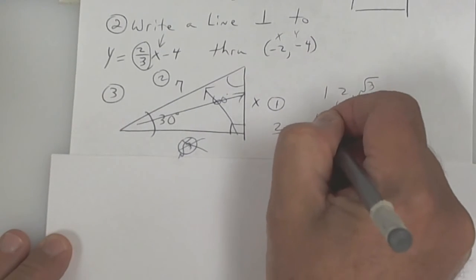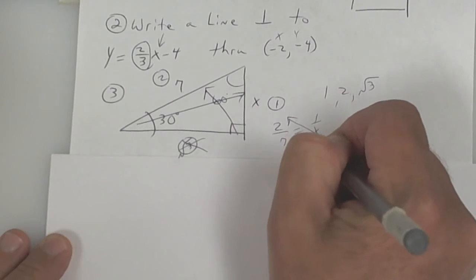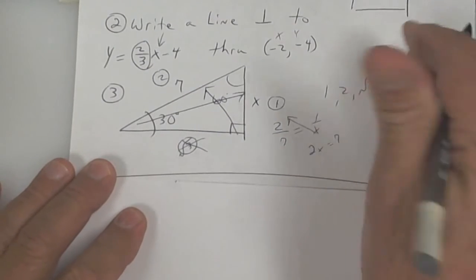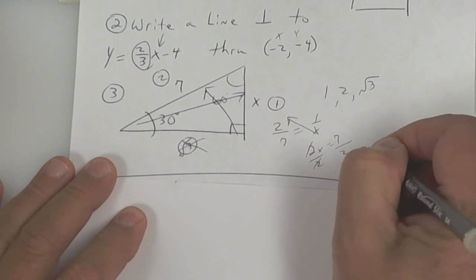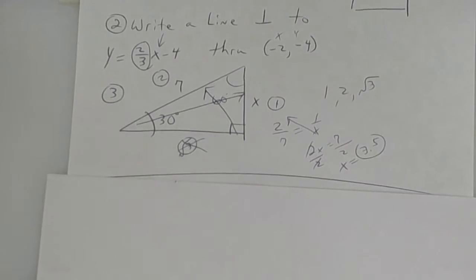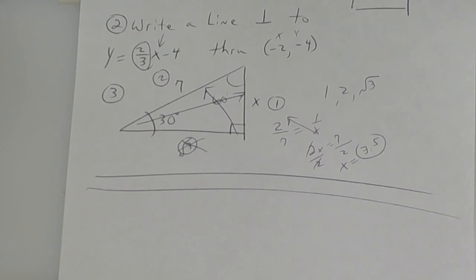So 2 over 7 equals 1 over x. So 2x is equal to 7, and then divide by 2. So this was a pretty easy problem. So 3.5, 7 divided by 2. Is 3.5. Let's talk about today's work.